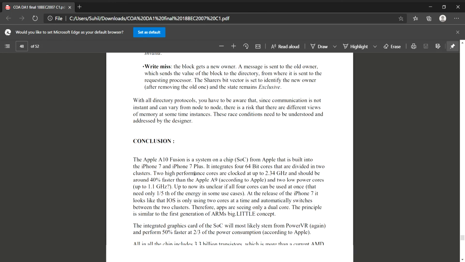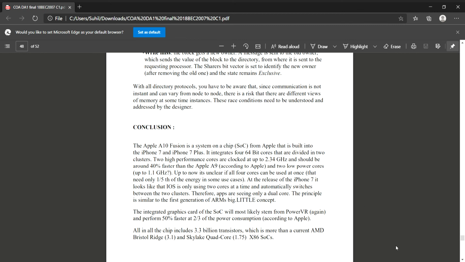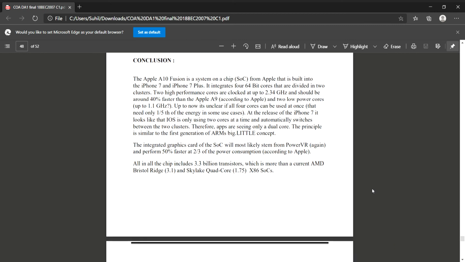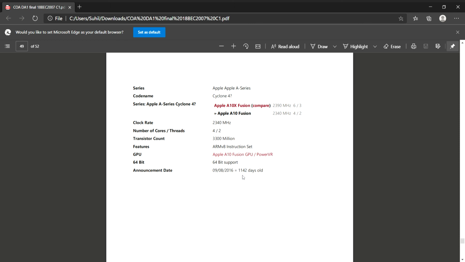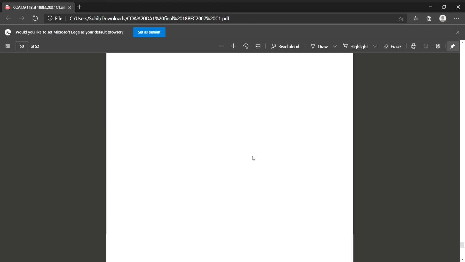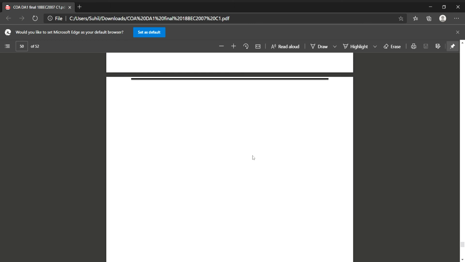Conclusion: the Apple A10 Fusion is a system from Apple built into the iPhone, with two clusters including two high-performance cores. The series is the Apple A series. The code name is Cyclone 4, and the clock rate is 2340 megahertz. The number of cores is 4 and threads are 2. The transistor count is 3,300 million. It has 64-bit support. This is all about Apple A10 Fusion.